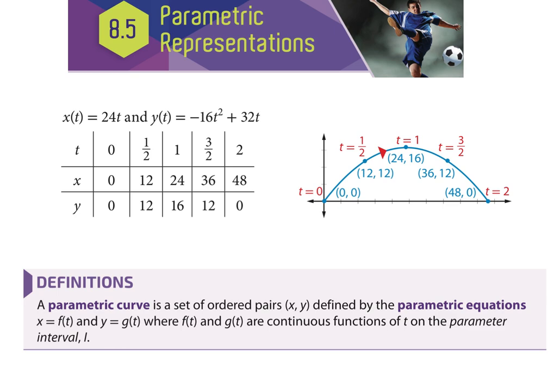So this is called a parametric curve. It's a set of ordered pairs xy that's defined by parametric equations. You'll notice you have multiple equations. You have an x equation and a y equation where f of t and g of t are continuous functions of t, or time, on the parameter interval. All right? In this case, my interval was 0 to 2. So this is just basics of what is a parametric equation, and we're going to get into all of our conic sections based on these.